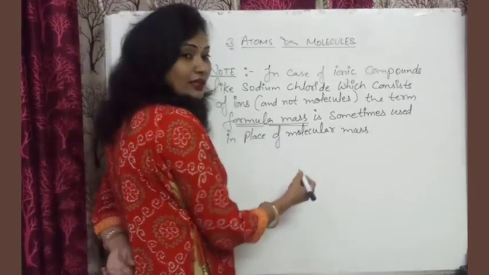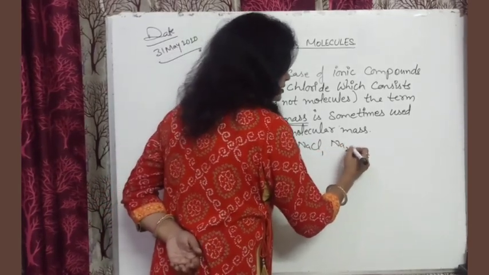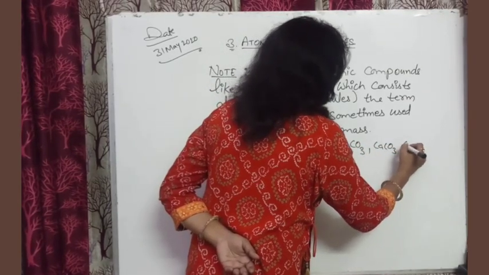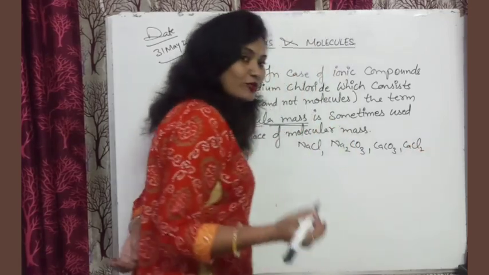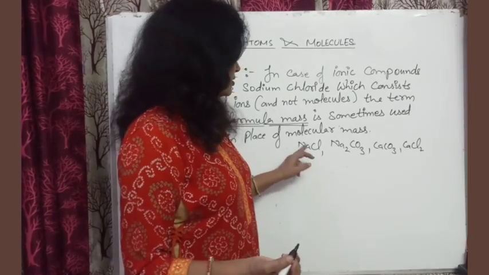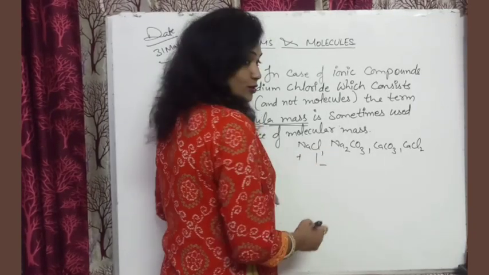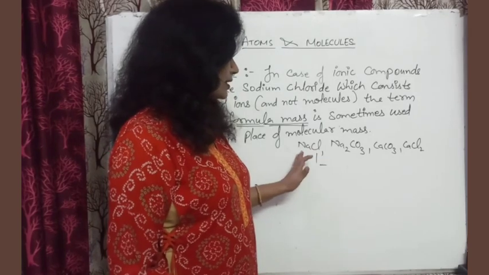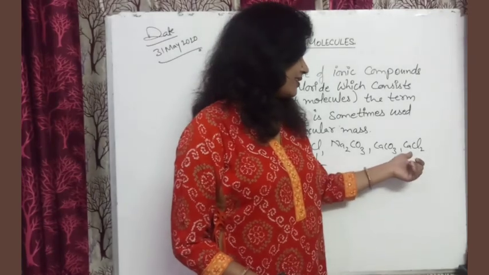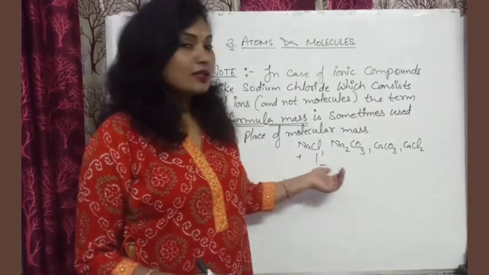And I will give the examples. The examples are NaCl, sodium chloride, Na2CO3, CaCO3, CaCl2, MgCl2. These are ionic compounds. These contain ions. Different ions are present here. This is a cation, next is an anion, the chloride ion. So sodium and chloride ions are present here. Here carbonate ions are present. Calcium and carbonate ions are there. Here calcium and chloride ions. So these are ionic compounds. That is why we use the term formula unit mass.